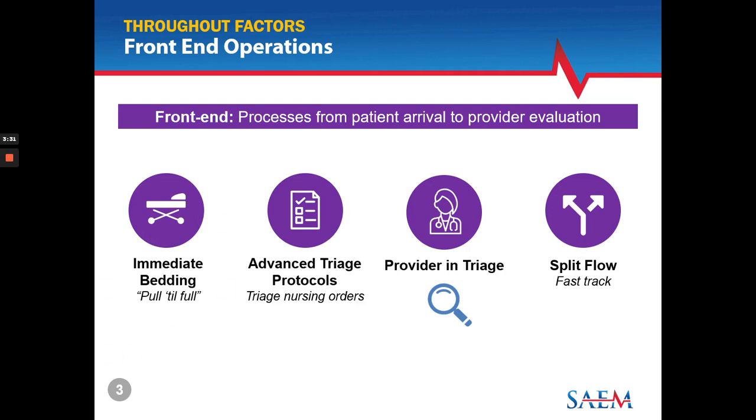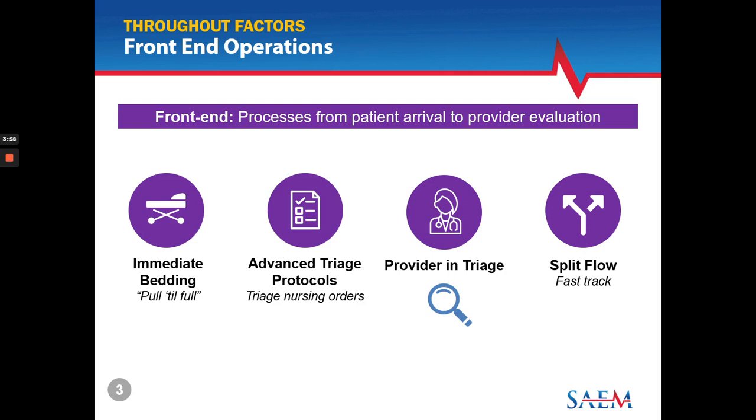First, immediate bedding. So immediate bedding bypasses the traditional nurse triage step. If beds are available when a patient walks in and the patient can be seen right away, then there's no need to spend extra time up front triaging them, which really only serves to increase their ED length of stay. Instead, the patient can be roomed immediately with a nursing assessment provided by their primary nurse.